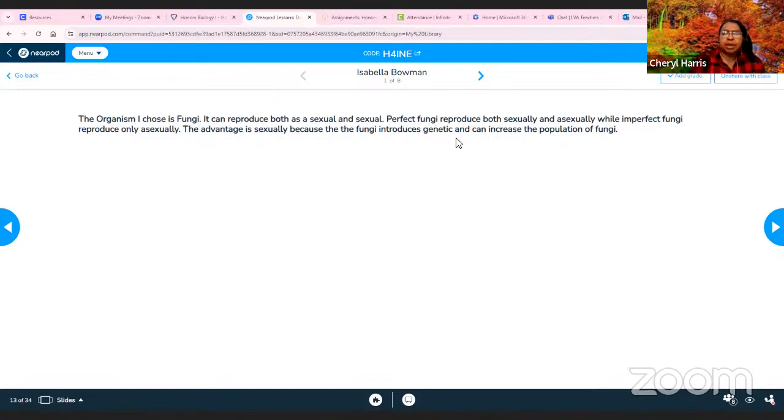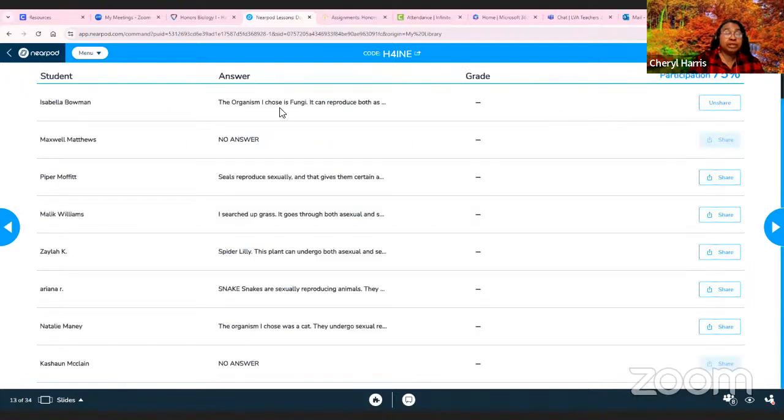Okay. All right. So we can get different types of fungi, like mushrooms are fungi. Exactly. So again, I should have been more specific about when you talk about asexual reproduction, include the type of asexual reproduction.